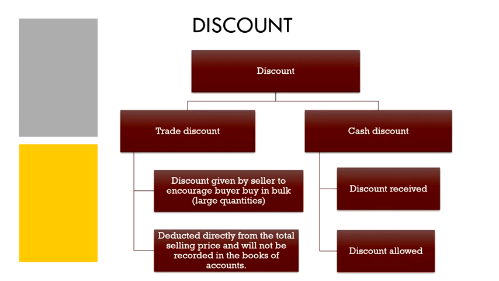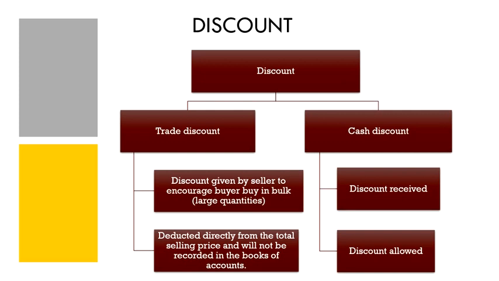So now kita akan belajar about discount. Okay, so there are two types of discount, that are trade discount and cash discount. Trade discount means discount given by seller to encourage buyer buy in bulk. That is to encourage buy in a large quantities. Okay, that is the meaning of trade discount.